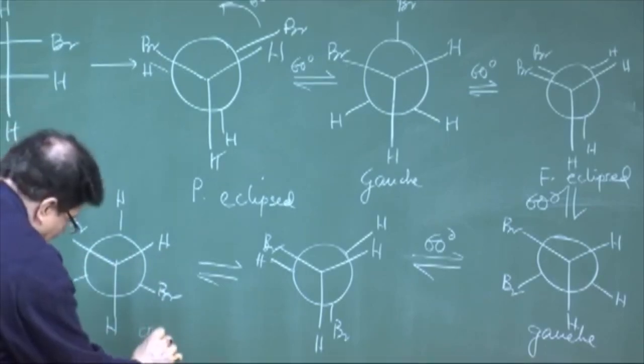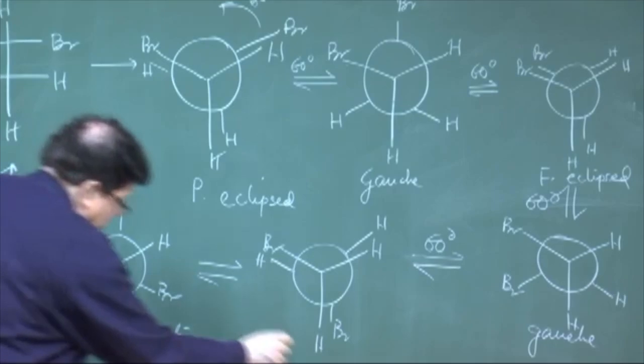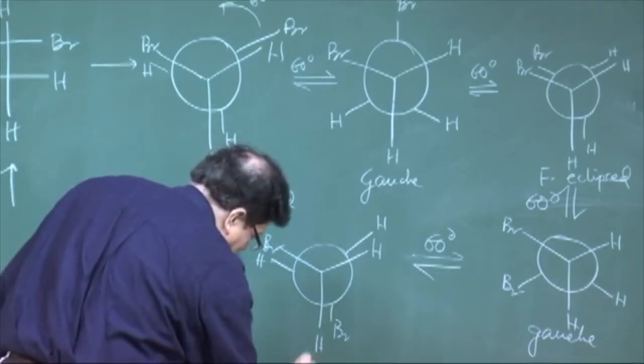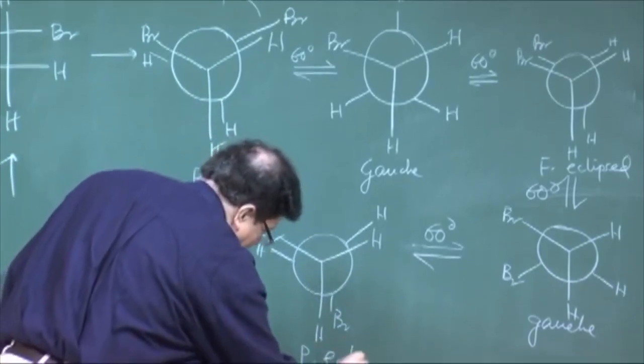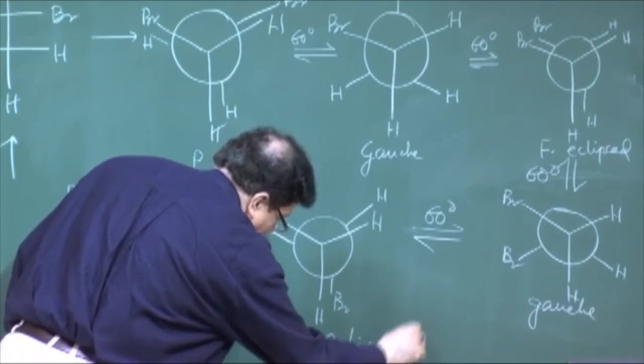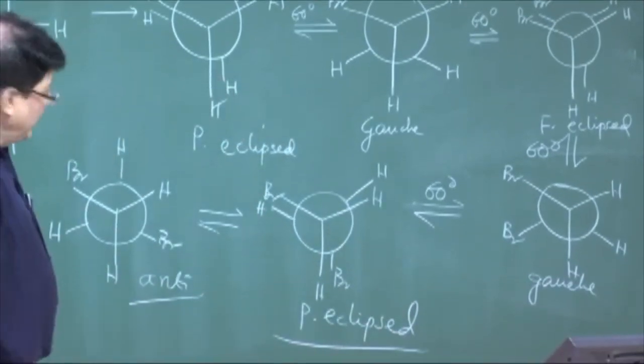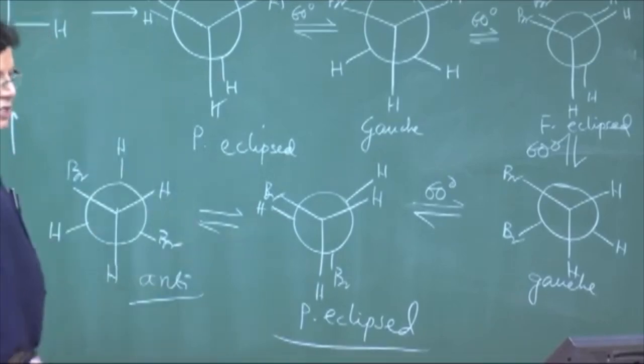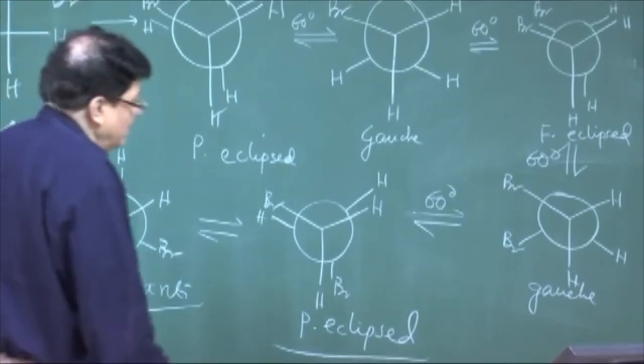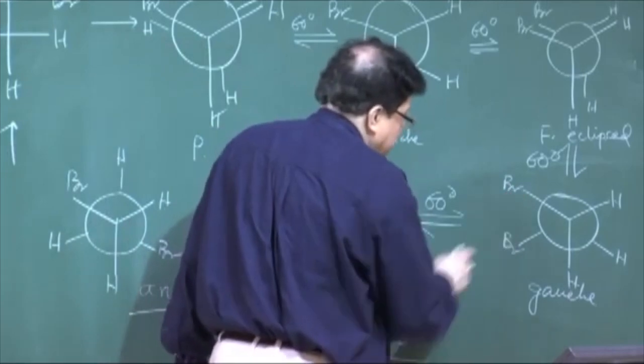So, this is the anti form and this is the partially eclipsed form. So, likewise you can continue. Okay. So, out of this which one is the most stable? Here the gauche form will not be that stable.